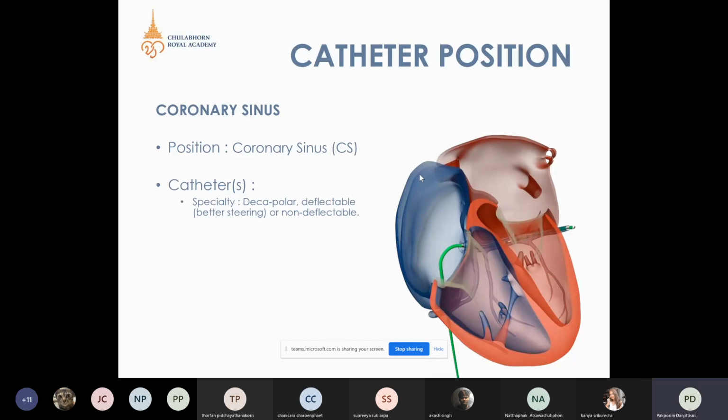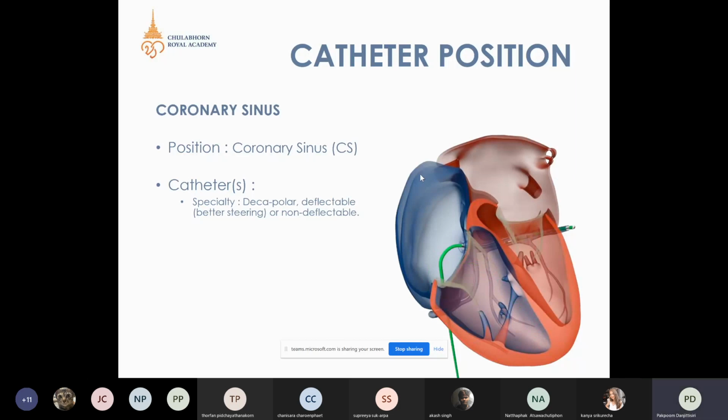If there is another diagnostic catheter to record the electrogram from the left side of the heart, if the doctor wants to record those signals, the coronary sinus will be the position to place a CS catheter inside, because the coronary sinus is a vein lying along the posterior wall of the left atrium, between the left atrium and left ventricle, and lying in the atrioventricular groove, right?